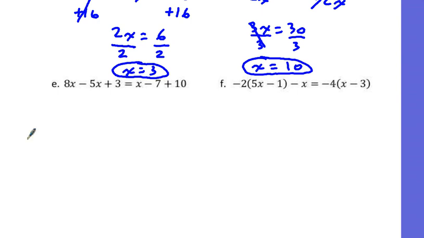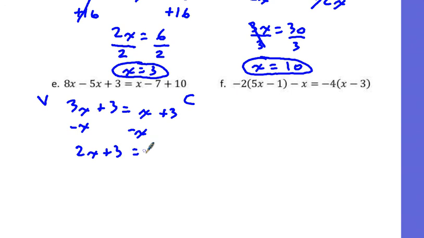Letter E has several things that can be simplified. Again, let's combine like terms right away. 8x minus 5x is 3x plus 3 equals x minus 7 plus 10. That simplifies to plus 3. I would like the variables on one side of the equal sign, the constants on the other. We'll subtract x from both sides of the equal sign. So 2x plus 3 equals 3.